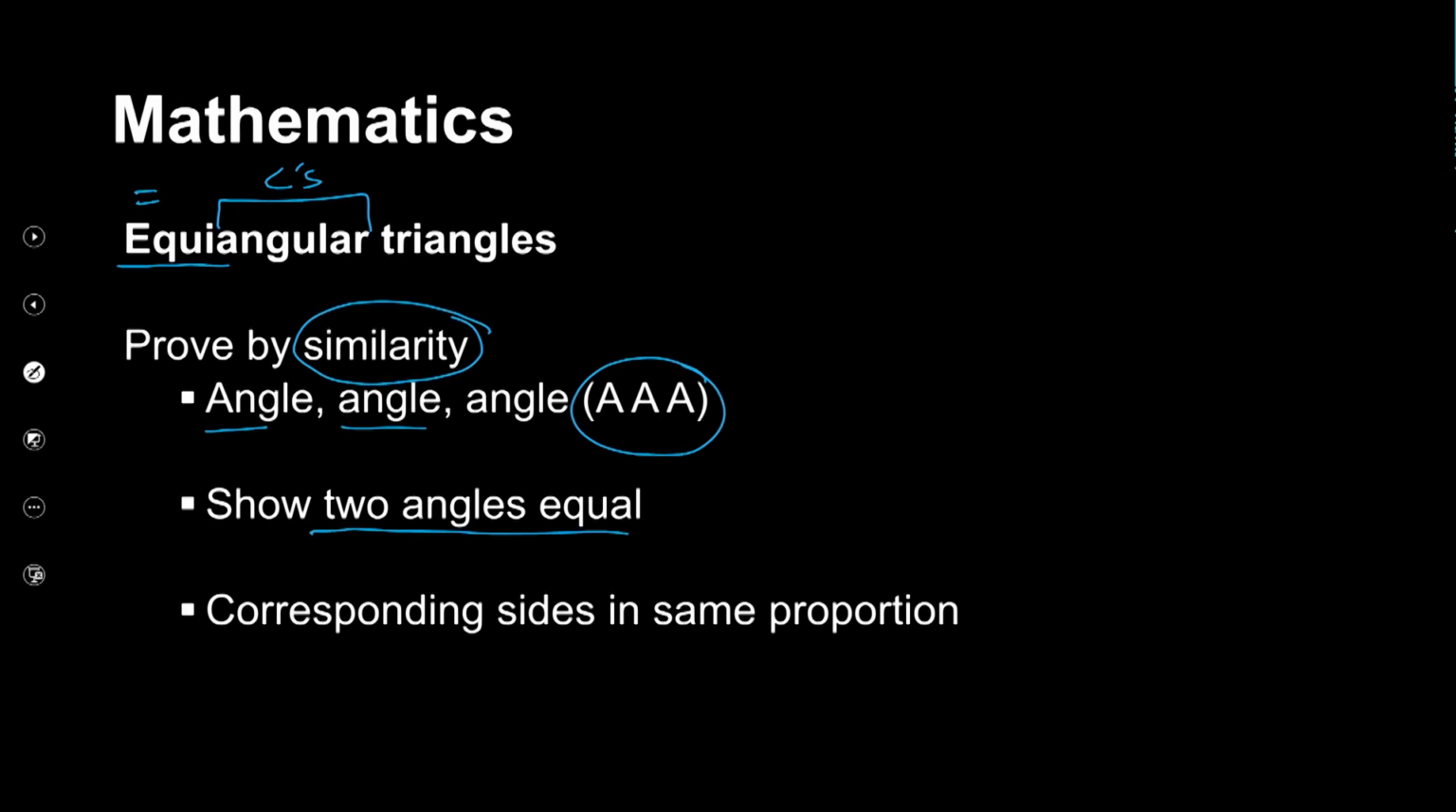I promise you, the third one will be equal. So quickly, this is what I mean. If you say this is equal to that, and you say this is equal to that, automatically this will be equal to that there. So that's what I simply mean, right? You just need two. And as a result, corresponding sides will be in the same proportion.